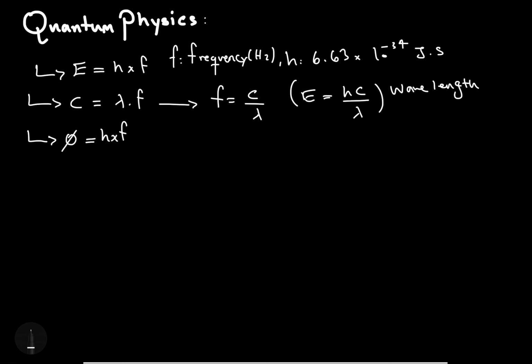And you can also calculate the threshold frequency, which is the minimum frequency required for photoelectrons to be released, by simply doing a rearranged version of this. f0 is the work function divided by h.